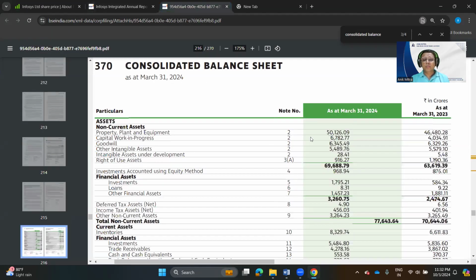Here, for Ultratech Cement, an asset heavy company, 50,000 crore is the physical asset, and intangible asset is how much? Other intangible is 5,600 crore, 5,500 crore. So for Infy, it is not small at all. There are many other companies.